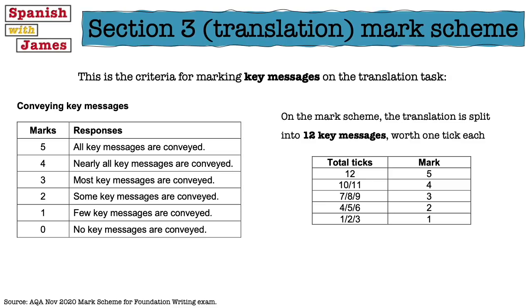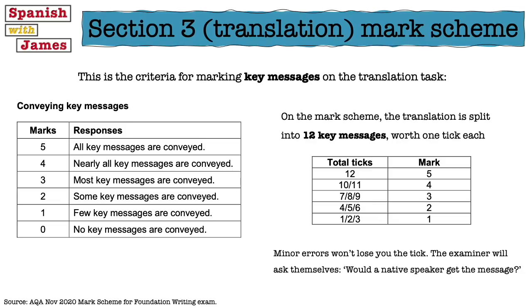If you have a look at the total ticks and how they translate into marks, you'll see that whether you get 7, 8 or 9 ticks, you'll still get 3 marks. So that's where having a go and getting 1 extra tick because you got part of the message across might be the difference between getting 3 out of 5 or getting 4 out of 5 on this one.